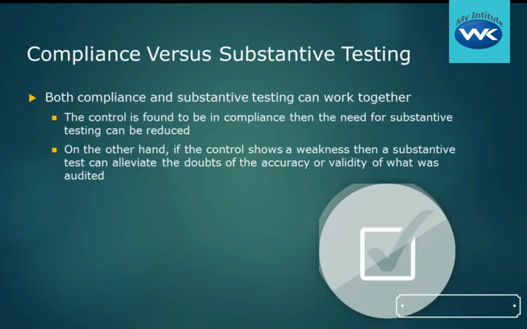So wrapping this all up, compliance and substantive testing can work together. If a control is found to be in compliance, that can help reduce the need for substantive testing, because if it's in compliance, we should have greater confidence in the integrity of the information. But on the other hand, if the control shows a weakness, then you can use the substantive test to help reduce the doubts about the accuracy and validity of the information that was being audited.